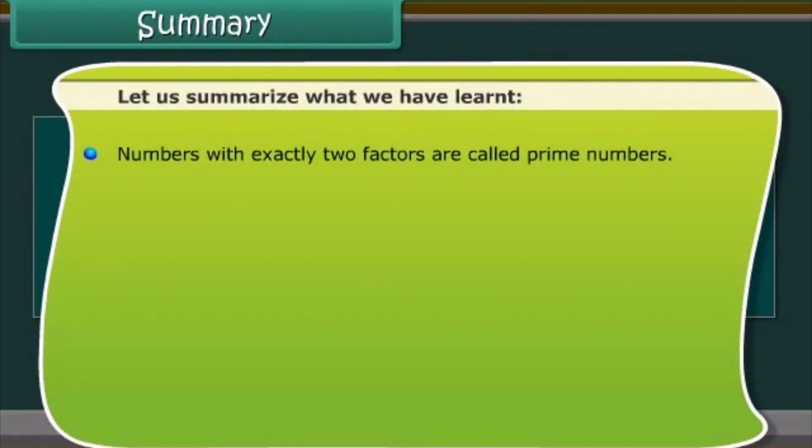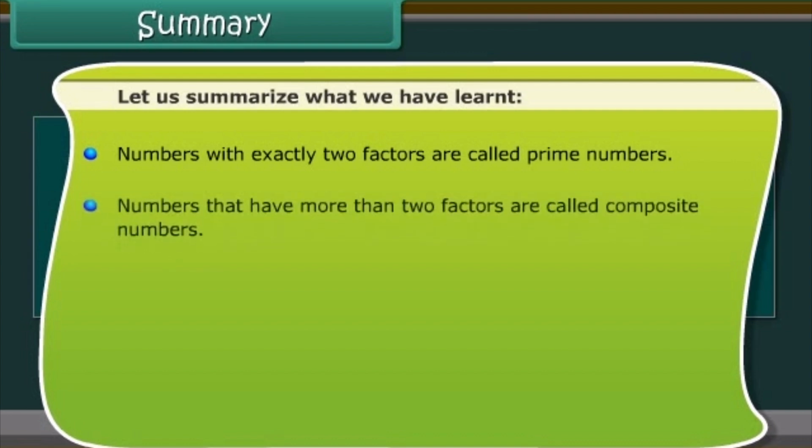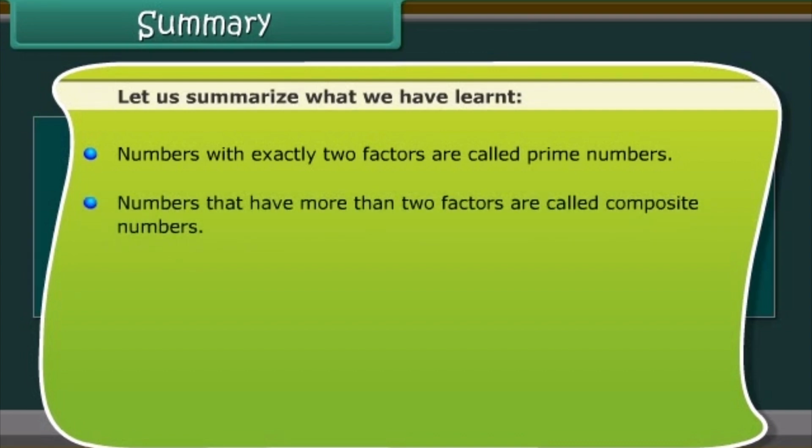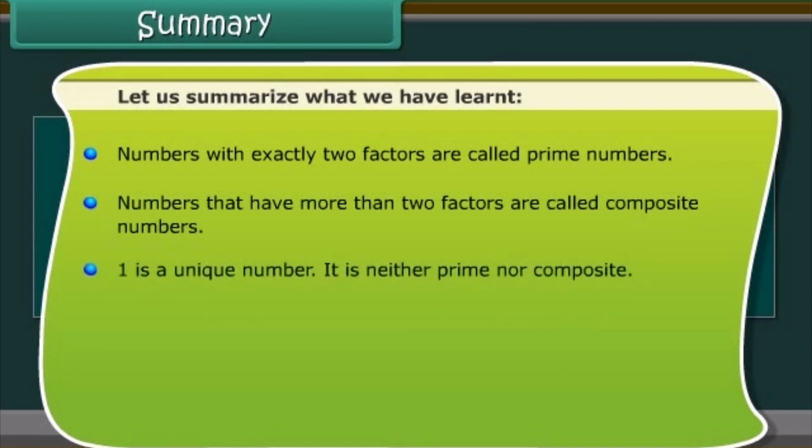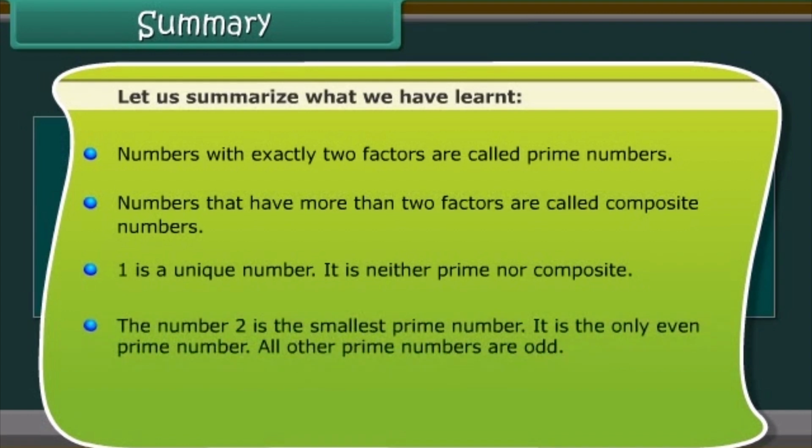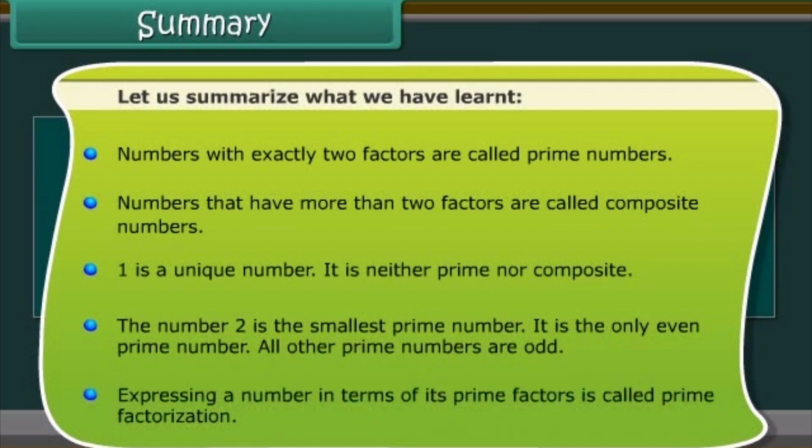Numbers with exactly 2 factors are called prime numbers. Numbers that have more than 2 factors are called composite numbers. 1 is a unique number. It is neither prime nor composite. The number 2 is the smallest prime number. It is the only even prime number. All other prime numbers are odd. Expressing a number in terms of its prime factors is called prime factorization.